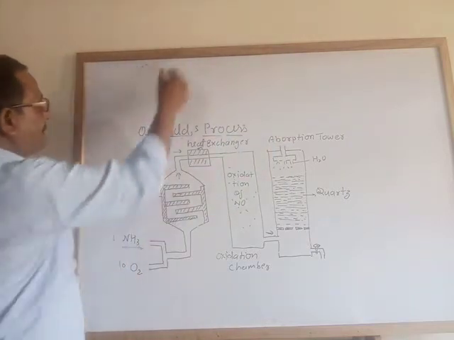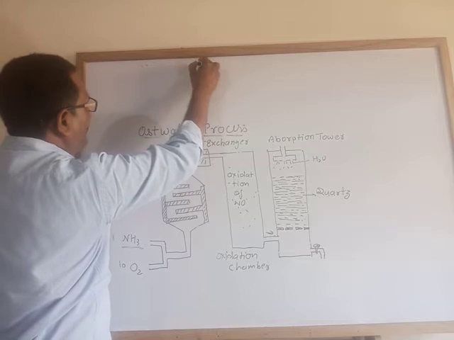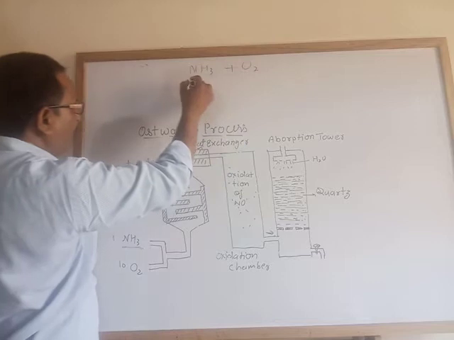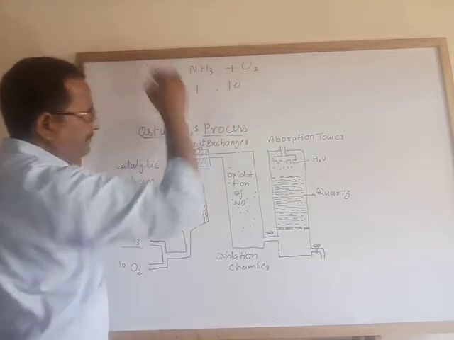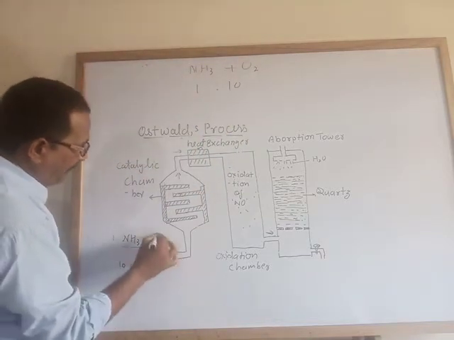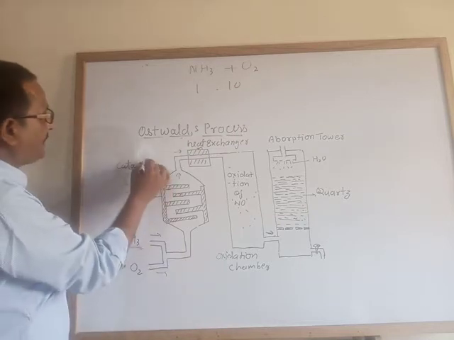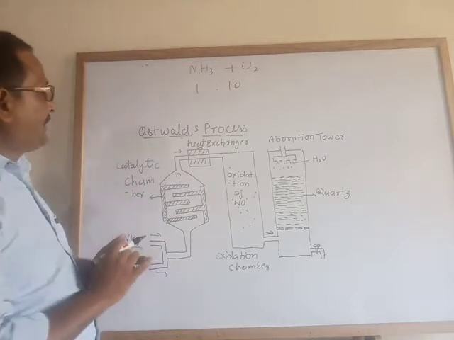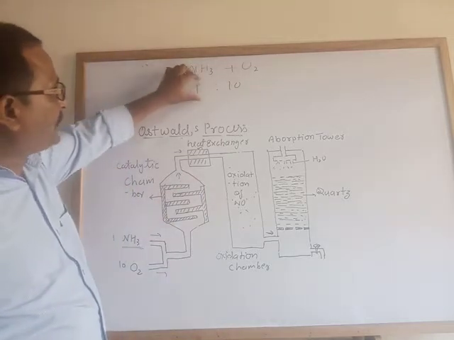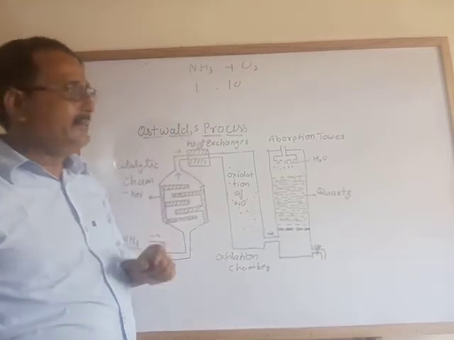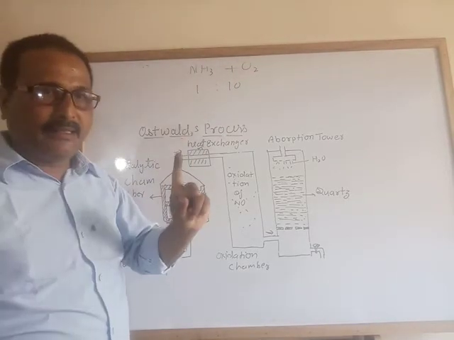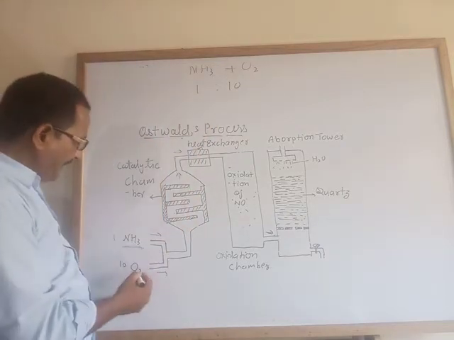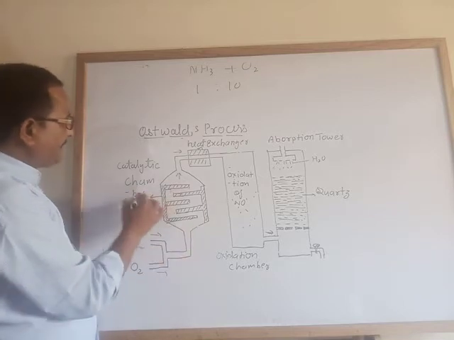Now ammonia and oxygen, in volume ratio 1:10, we have to pass them into the catalytic chamber. First question: why is the volume ratio 1:10? I will explain the reason for that. Okay, first, allow ammonia and oxygen into the catalytic chamber.